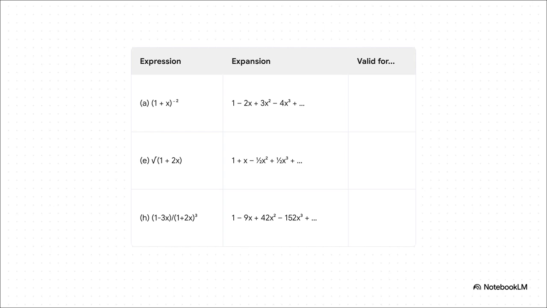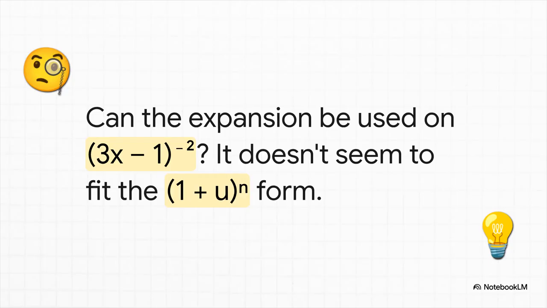Okay, now part H looks a bit tricky. It's a two-stepper. You've got to rewrite it first as (1 - 3x)(1 + 2x)^-3. Then you expand the (1 + 2x)^-3 part using our new method and multiply that whole infinite series by (1 - 3x), and then just collect the terms to get the final answer. Now, which part determines the validity? It's always the part you're expanding, so it's still based on |2x| < 1, which means |x| < 1/2.